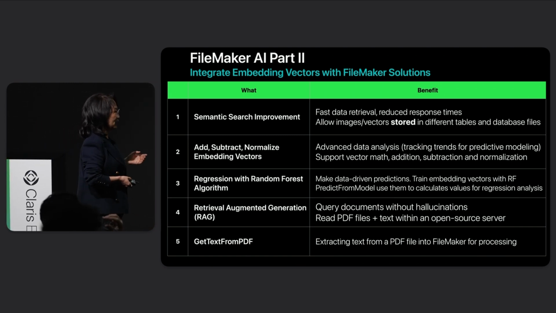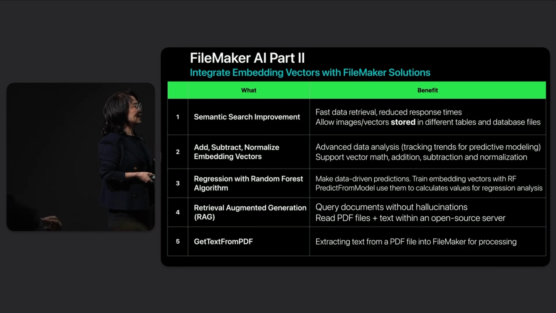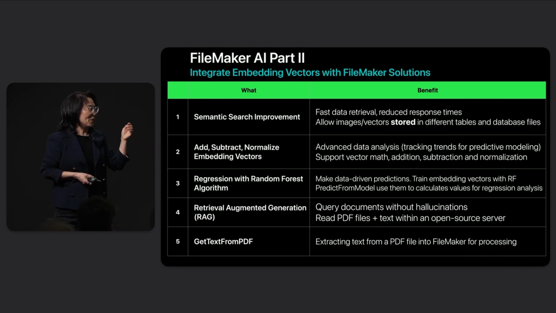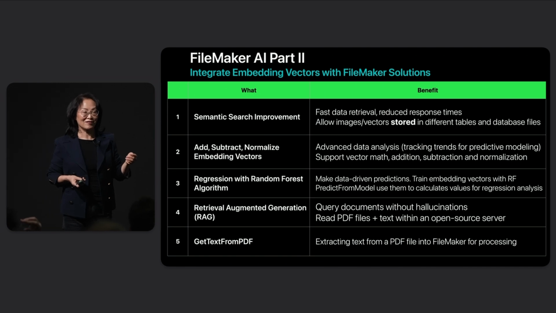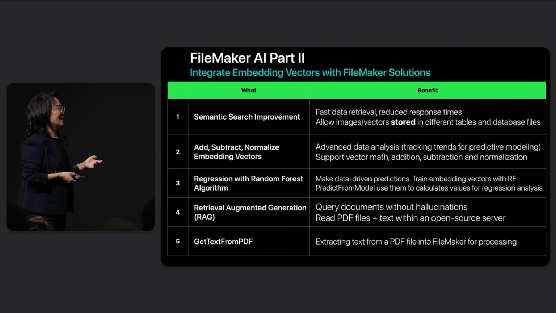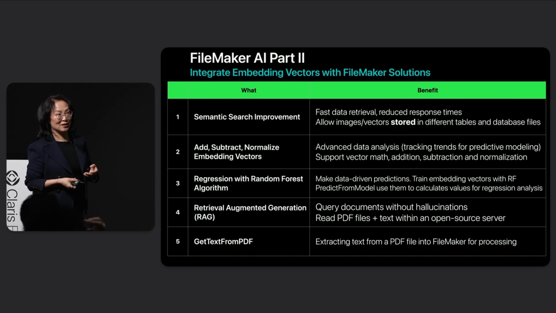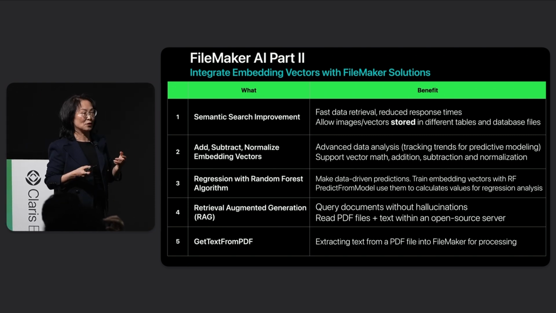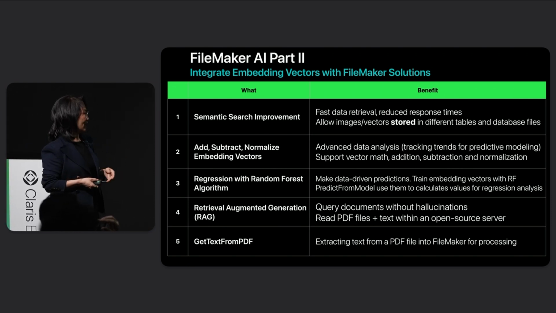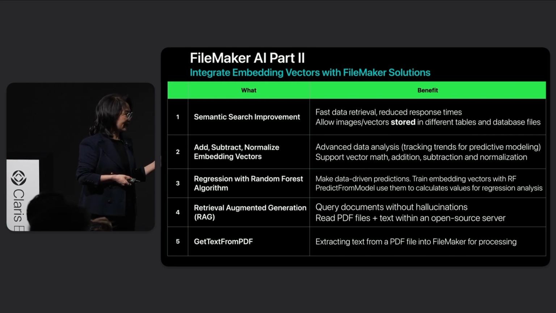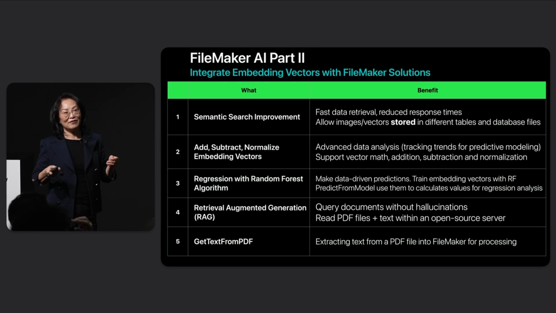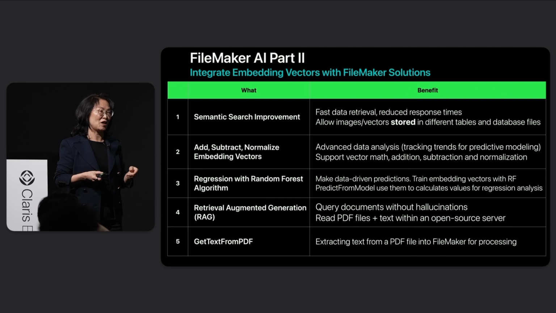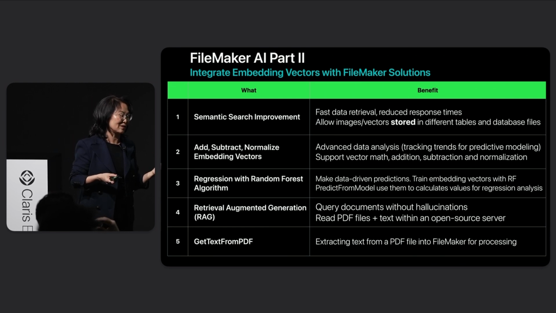Retrieval augmented generation, RAG. RAG can read PDF files and text within an open source server, and then you can generate a document without hallucination. If it doesn't know, it'll tell you, I don't know. Get text from PDF. It extracts PDF file content and puts it into FileMaker so you can do further processing.